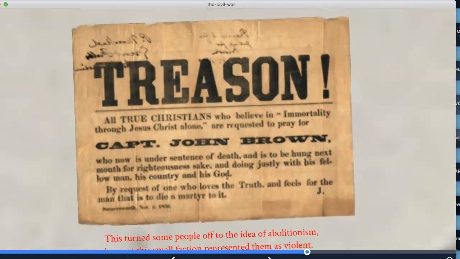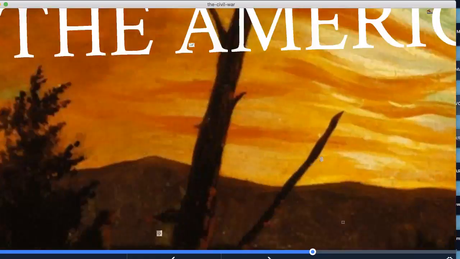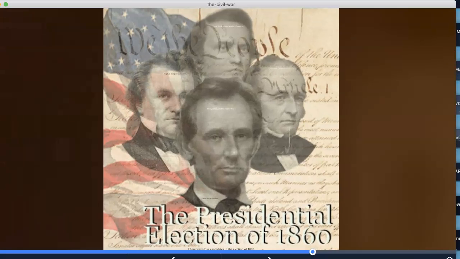We already talked about John Brown's Harper's Ferry, so we'll bypass that. When it came to the election of 1860, we talked about this in class a little bit. Abraham Lincoln was going to run for presidency under a new political party, which is the Republican Party. It was a new party. It had been a third party during the time period.